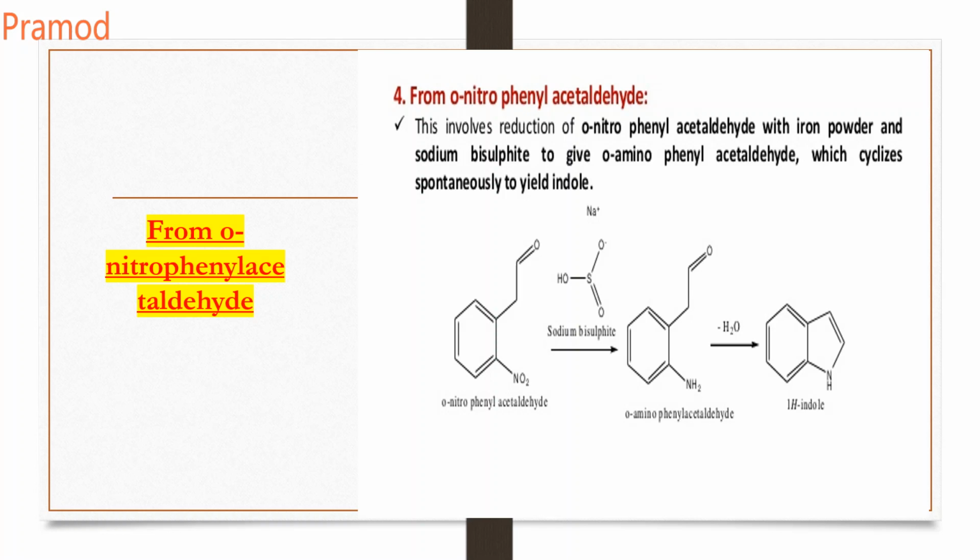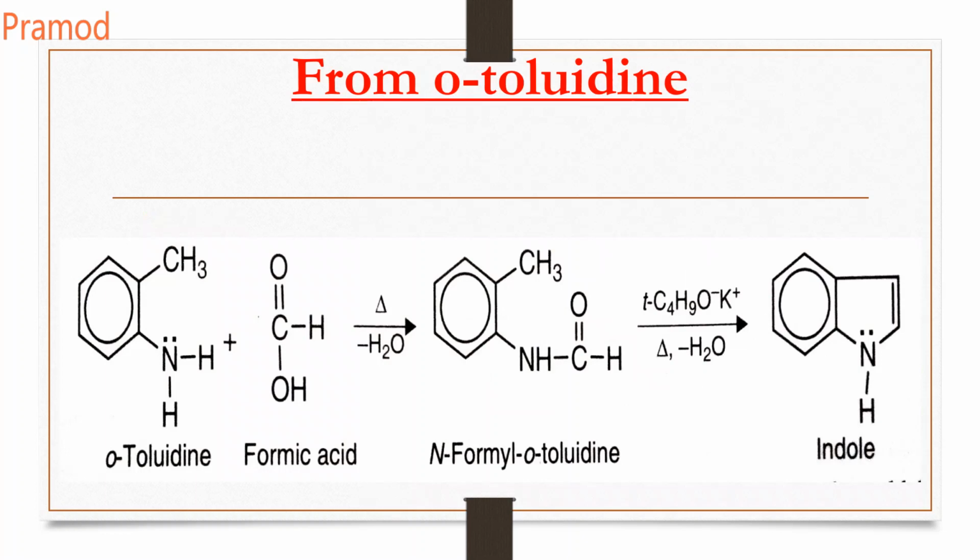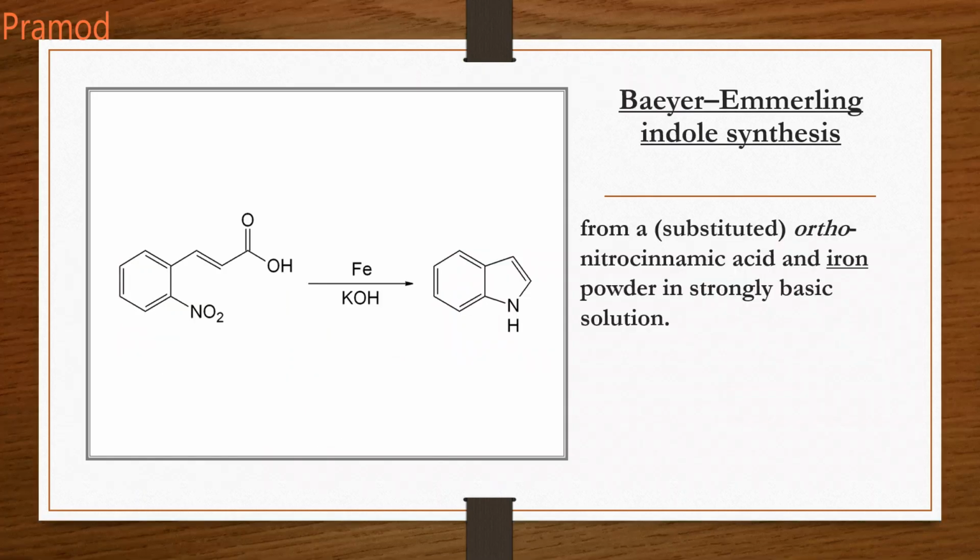So this is nothing but an amine reacting with your carbonyl, that is nucleophilic addition takes place, loss of water to give you an indole. So this is your preparation of your indole from orthonitrophenyl acetaldehyde. Sodium bisulfite reduction followed by your cyclization to give you your indole. From orthotoluidine and formic acid, yeah, this was taught before. That is Madelung synthesis.